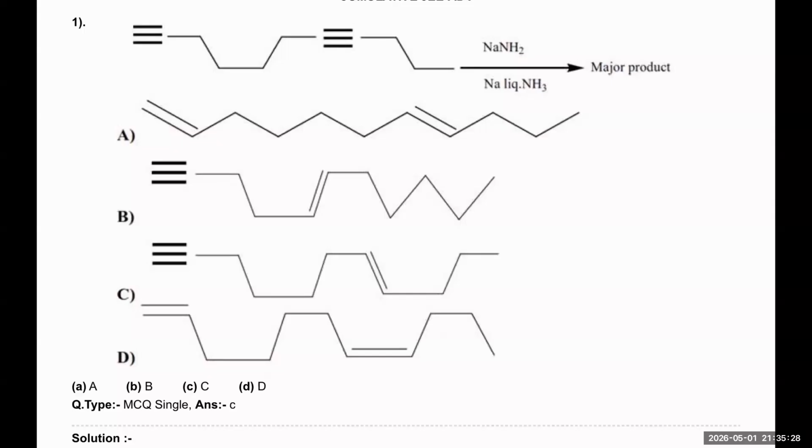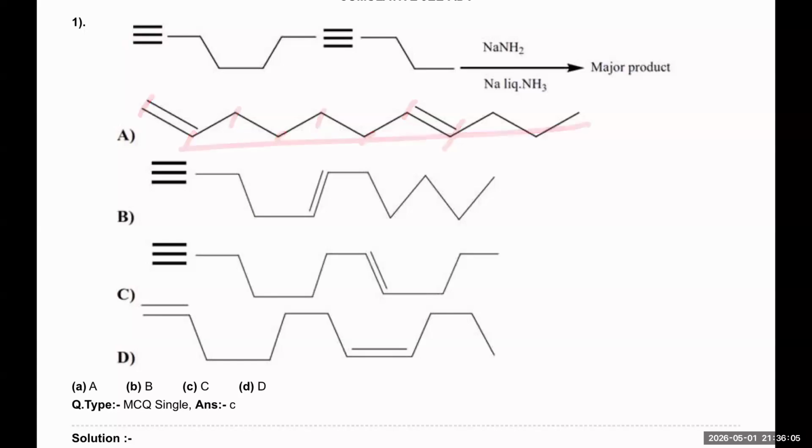So basically you will add here and here. When you are adding here, it will become trans. So you just need to check out the trans case here. So when this becomes trans here, we'll have this as 1, 2. Here we'll have double bond 1, 2, 3, 4, 5, 6, 7, 8. At seventh, eighth position, it should be trans. So 1, 2, 3, 4, 5, this is not correct. 1, 2, 3, 4, 5, 6, 7, 8. This should be trans. So this one is correct.